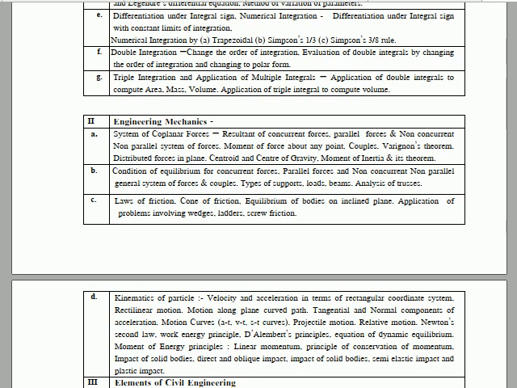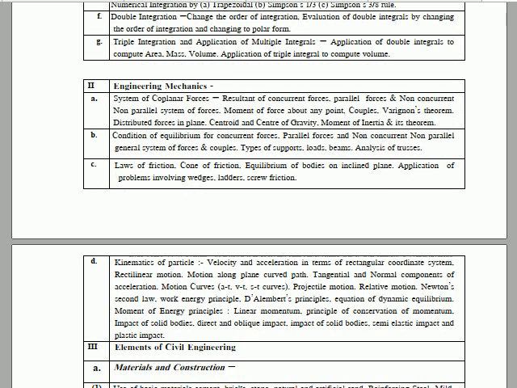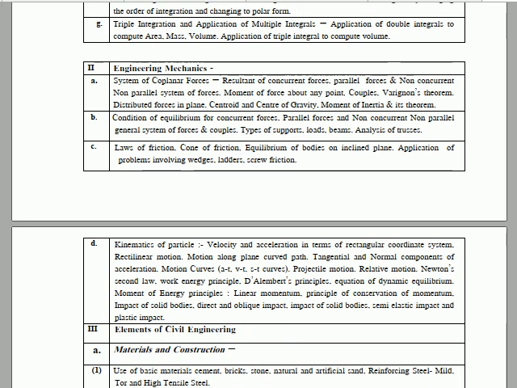The next is kinematics, which consists of topics like velocity, acceleration, different coordinate systems, rectangular, rectilinear motion, motion along a plane curved path, tangential and normal components of acceleration, motion curves, acceleration-time, velocity-time, displacement-time curves, projectile motion, relative motion, Newton's second law, work energy principle, D'Alembert's theorem, equation of dynamic equilibrium, impulse momentum principle, linear momentum, principle of conservation of momentum, impact of solid bodies, direct and oblique impact, semi-elastic and plastic.